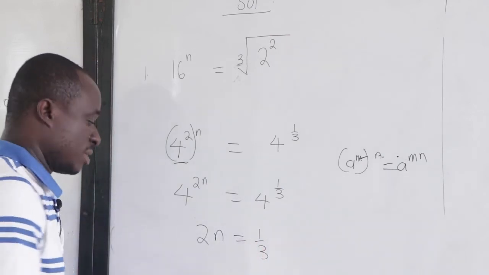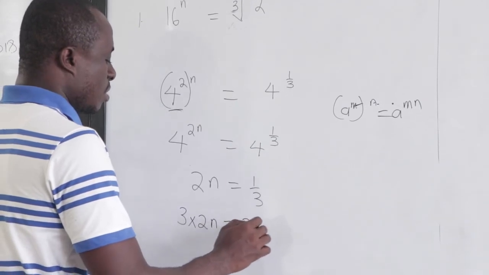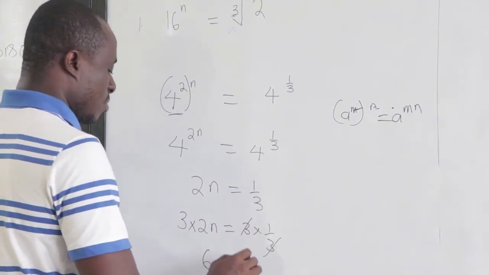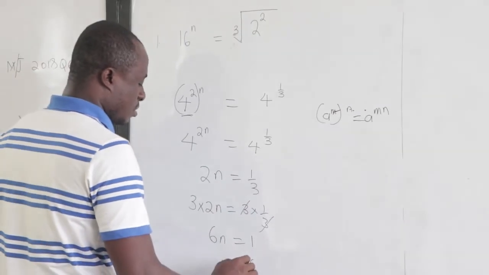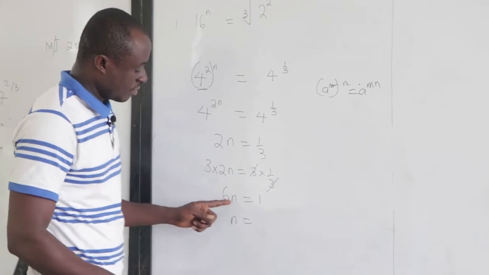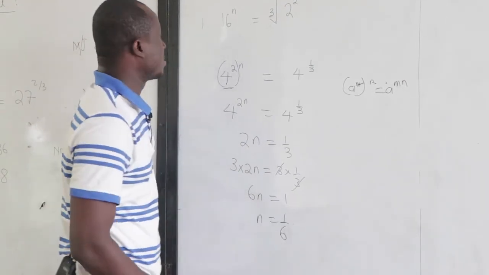What's the LCM? LCM is 3. 3 times 2n, 3 times 1 over 3. This is cancelling that. So you have 6n equal to 1. We want to find n, so we divide both sides by 6, so n is 1 over 6.